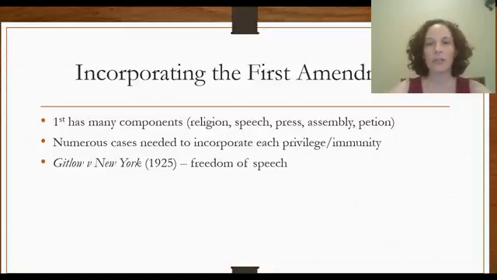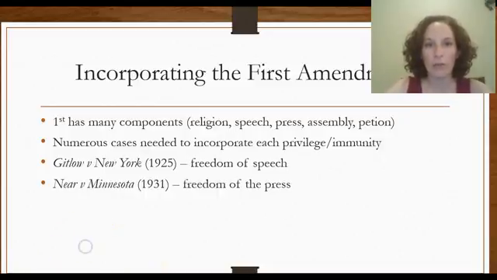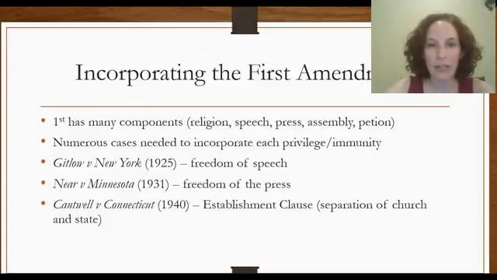So the process starts in 1925 when freedom of speech, your freedom to speak your mind, cannot be abridged by your state. A few years later, another First Amendment right, freedom of the press, is incorporated in Near v. Minnesota. Almost a decade after that, in Cantwell v. Connecticut, the Establishment Clause, which is the half of religious freedom that separates church and state, that is incorporated. Your state cannot impose a religion on you.